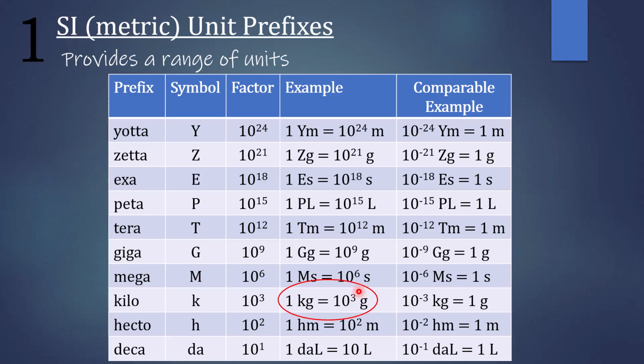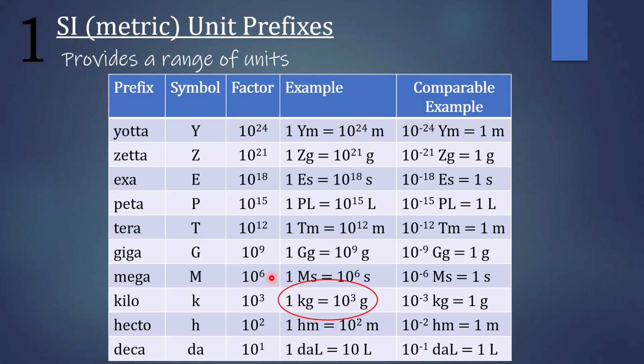So where does this 10 to the third come from? Well, it comes from the scaling factor right here. So this factor tells me how many of the base unit I have, let's say in this case, how many grams do I have in 1 kilogram. So in other words, there are 10 to the third grams, or 1,000 grams, in 1 kilogram. That's what this factor is telling me.